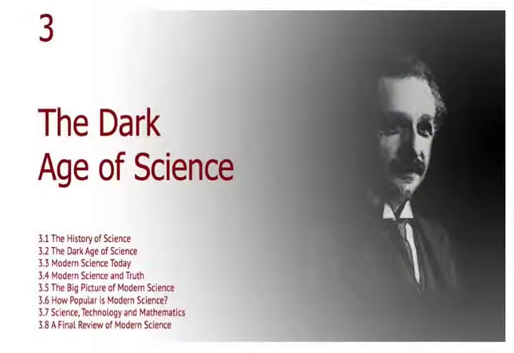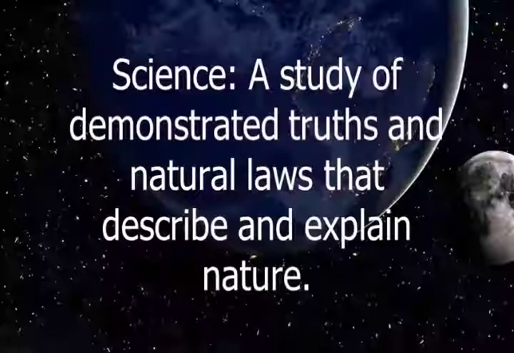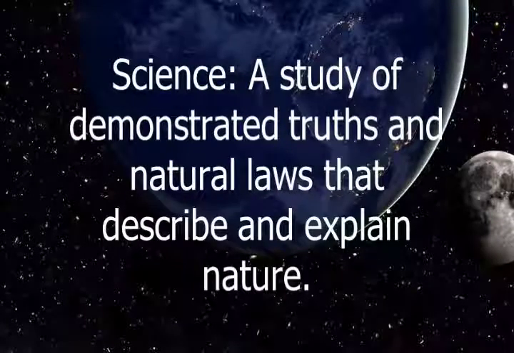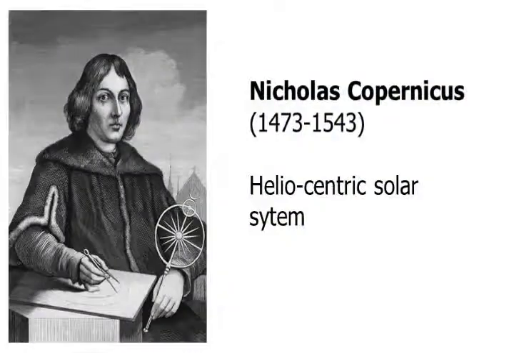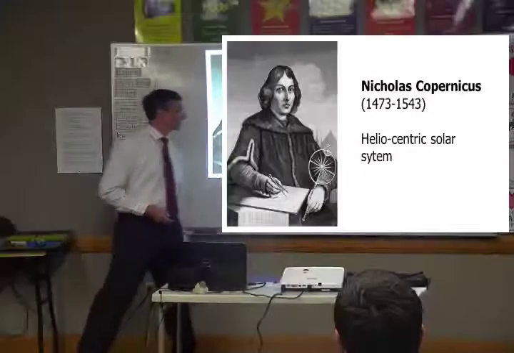Okay, so chapter 3 is the dark age of science. And science is a study of demonstrated truths and natural laws that describe and explain nature. He goes through and looks at various scientists. Nicholas Copernicus, he identified that the sun doesn't revolve around the earth, that the heliocentric solar system means that the sun is in the center of the solar system.